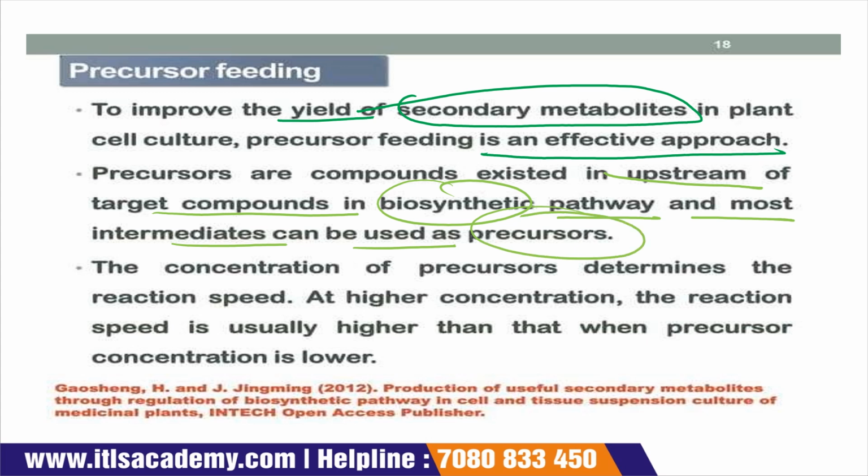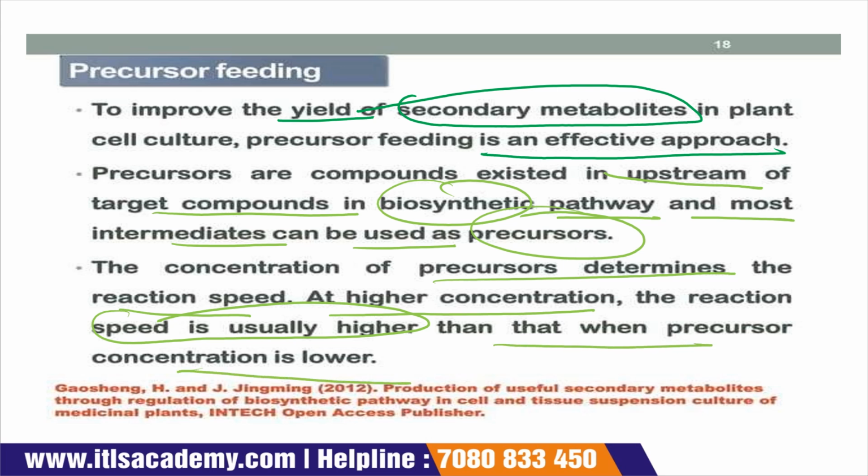The concentration of a precursor determines the reaction speed. At higher concentration, the reaction speed is usually higher than when the precursor concentration is lower. If we use a higher concentration of this precursor, then the speed of the reaction will also increase. But if we use a lower concentration of this precursor, then usually the speed of the reaction will decrease.